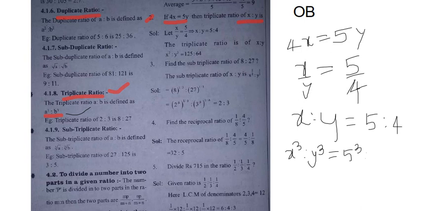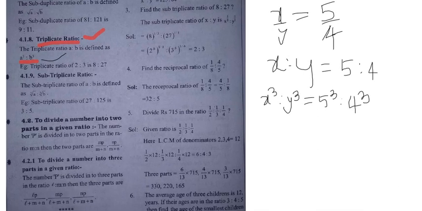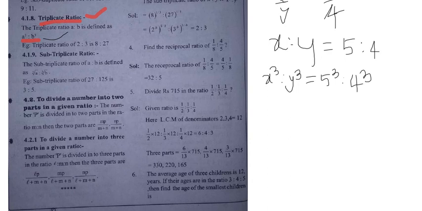What is the value of 5 cube? We should multiply 5 three times since cube is there: 5 into 5 into 5. 5 fives are 25. Again 25 fives is 125. 125 is to 4 cube means we should multiply 4 three times. 4 fours are 16, 16 fours is 64. So finally, our triplicate ratio is 125 is to 64, friends. Okay, nothing else is there.